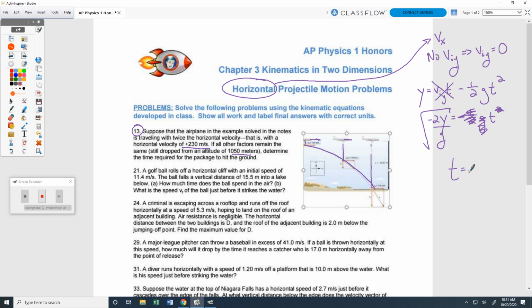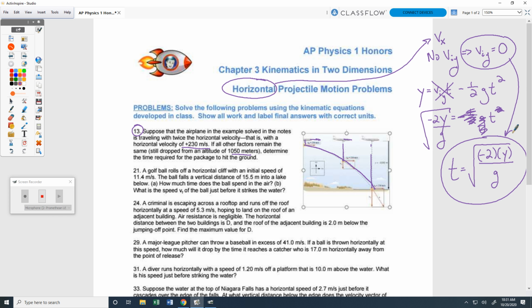This is another equation I would suggest that you put onto your equation sheets, because this works as long as VIY is 0. So if your initial vertical velocity is 0, you should be able to use this to your advantage. But it only works if the initial vertical velocity is 0.